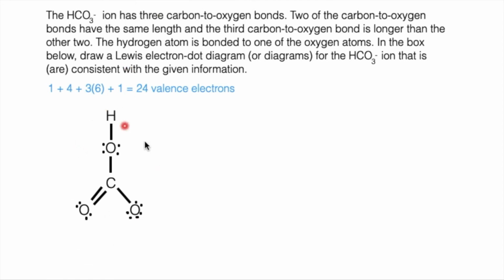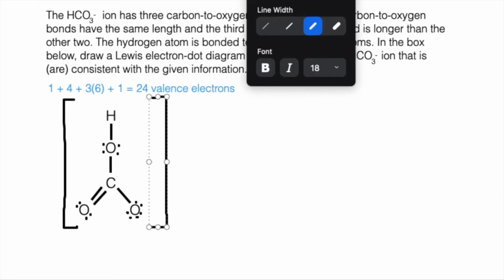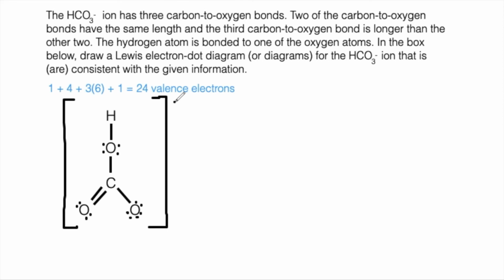Now we've got the valence electrons for this diagram, but this diagram isn't complete yet. The HCO3- ion has a charge of -1, and to indicate that, we're going to put brackets around our structure. There we go, here's some brackets, and one more on the right. After we put in the brackets, we're going to need to indicate the charge by putting a minus sign outside of the brackets. Drawing this diagram correctly in its entirety will earn you the first point for this question.